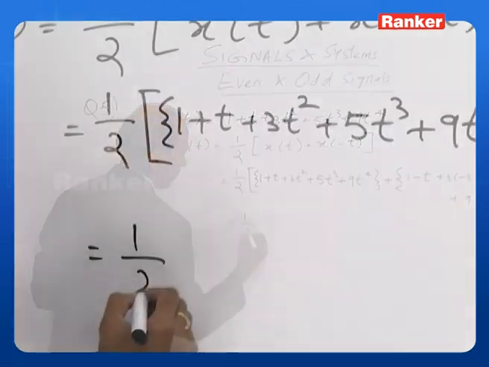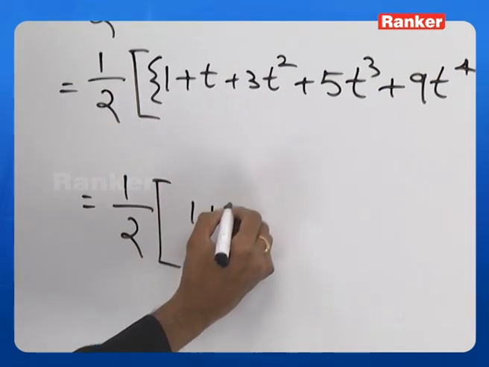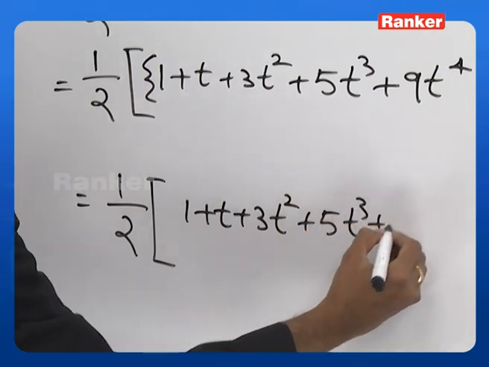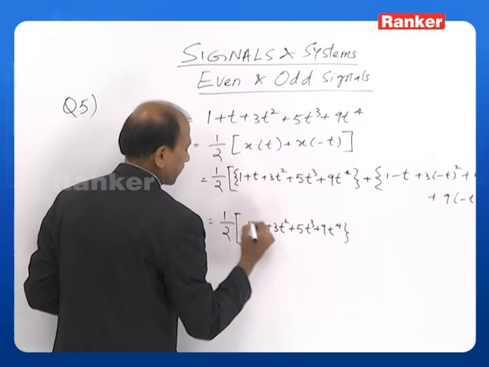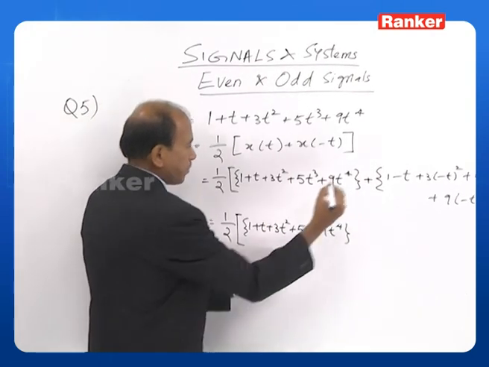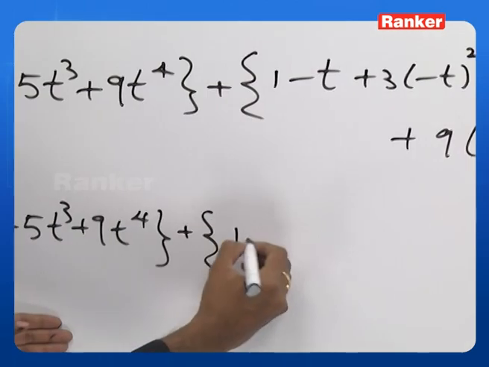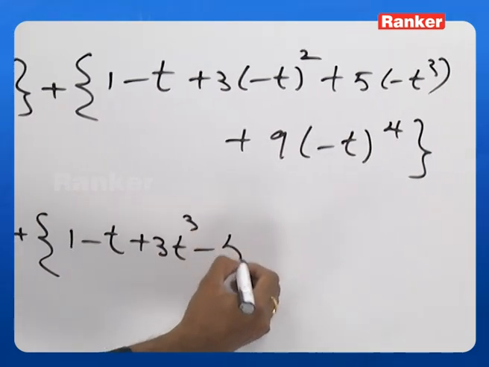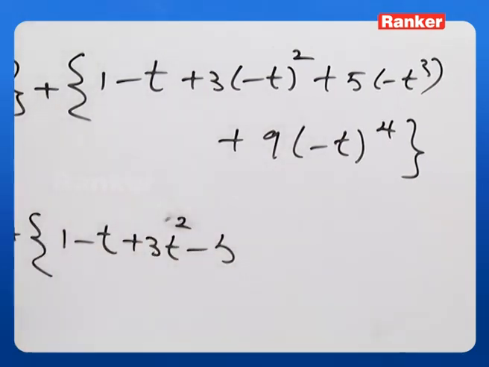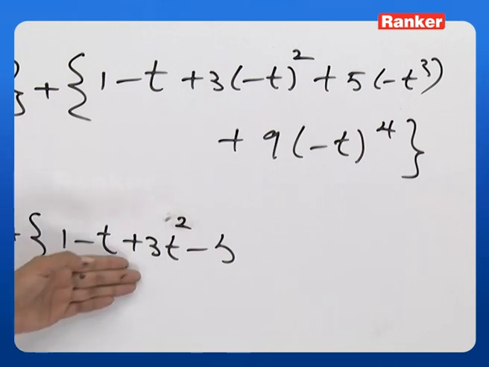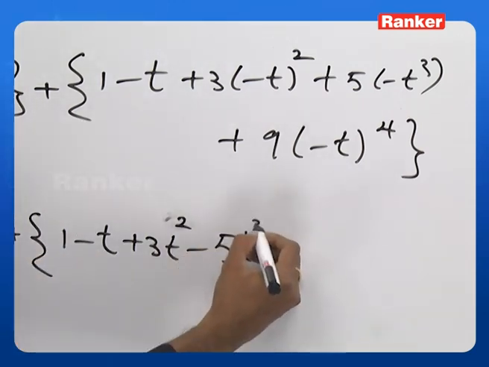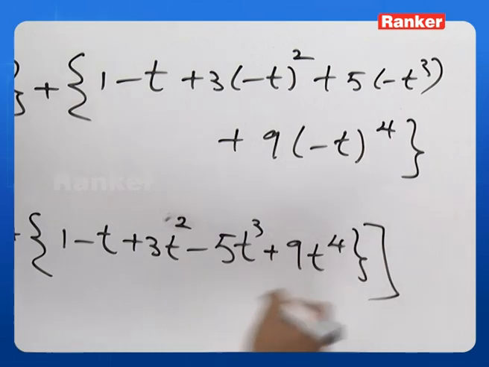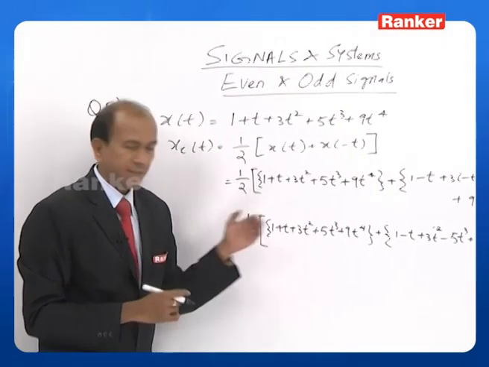So, this will be equal to half of 1 plus t plus 3t square plus 5t cube plus 9t to the power 4, okay. Plus this one will become how much now? 1 minus t, 3t square, minus 5t cube, plus 9t to the power of 4. So, now we will add this.